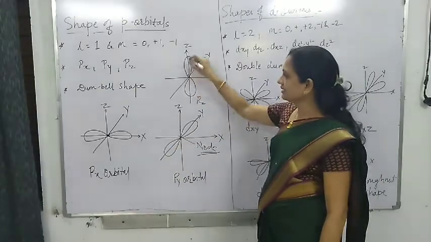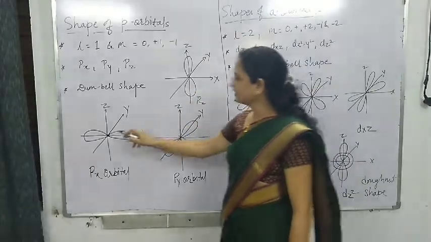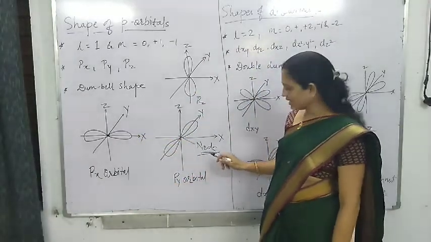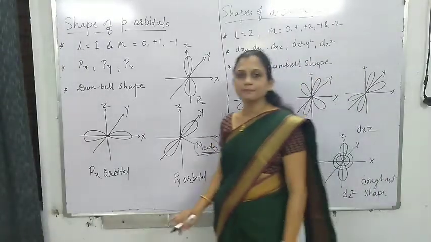For the pz orbital, this dumbbell lies along the z axis, and one point is there where there are no electrons or very minimum electrons. That point is known as the nodal point or node. So this is about the p orbital.